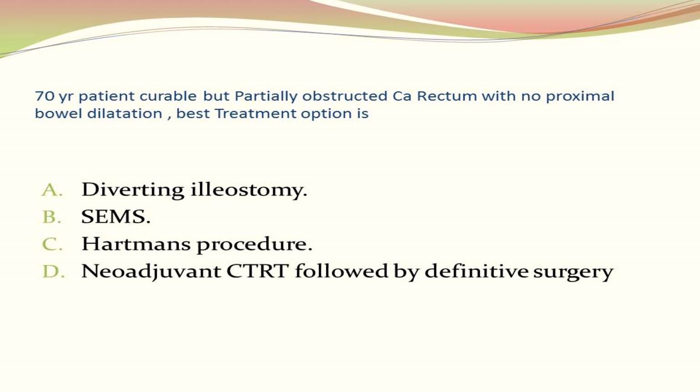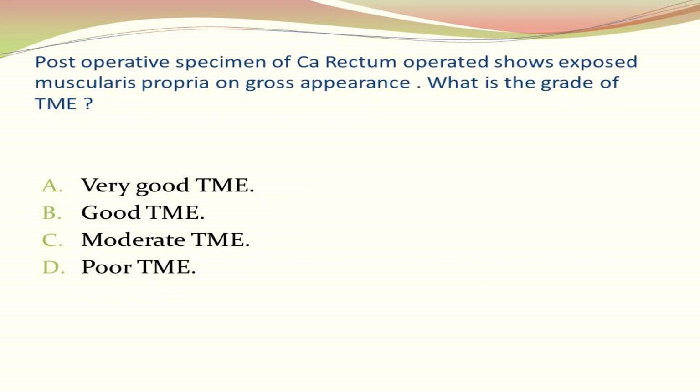70-year-old, curable, partially obstructed CA rectum with no proximal bowel dilatation. Best treatment option is ileostomy, SEMS, Hartmann's or neoadjuvant chemoradiotherapy? Neoadjuvant chemoradiotherapy, because here, remember, it is partially obstructed, there is no proximal dilatation, so there is no emergency as such. You can always give a try of chemoradiotherapy and wait for the tumor to shrink, and after the tumor has shrunk you can plan for a definitive surgery. So answer here is neoadjuvant chemoradiotherapy.